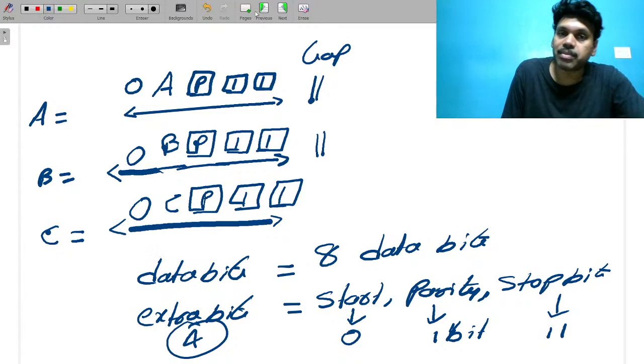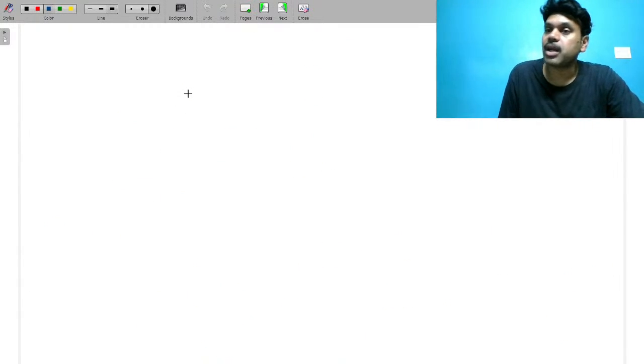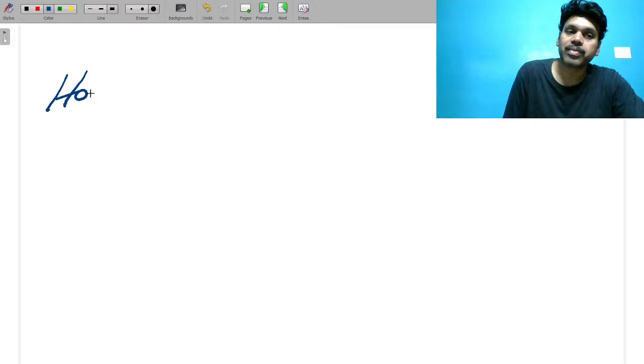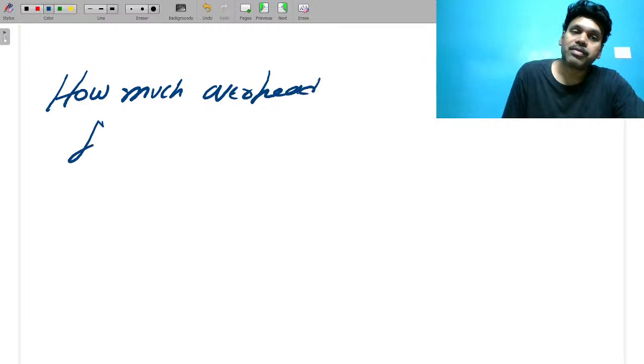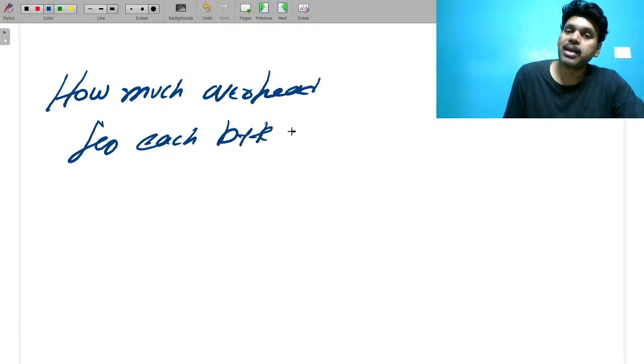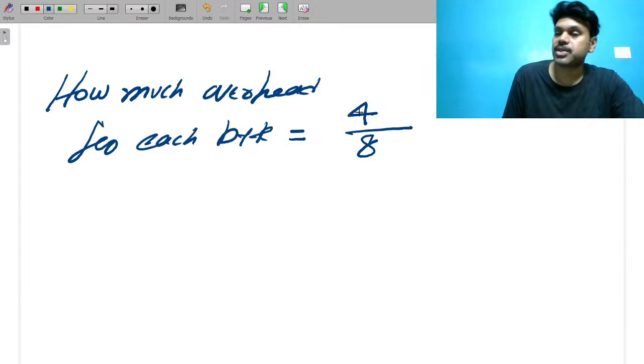So in the exam, they will mention how much the overhead is per each character. How much overhead for each character or for each byte? That is, out of 8 data bits, there are 4 extra according to the previous question. 4 extra out of 8 data bits.